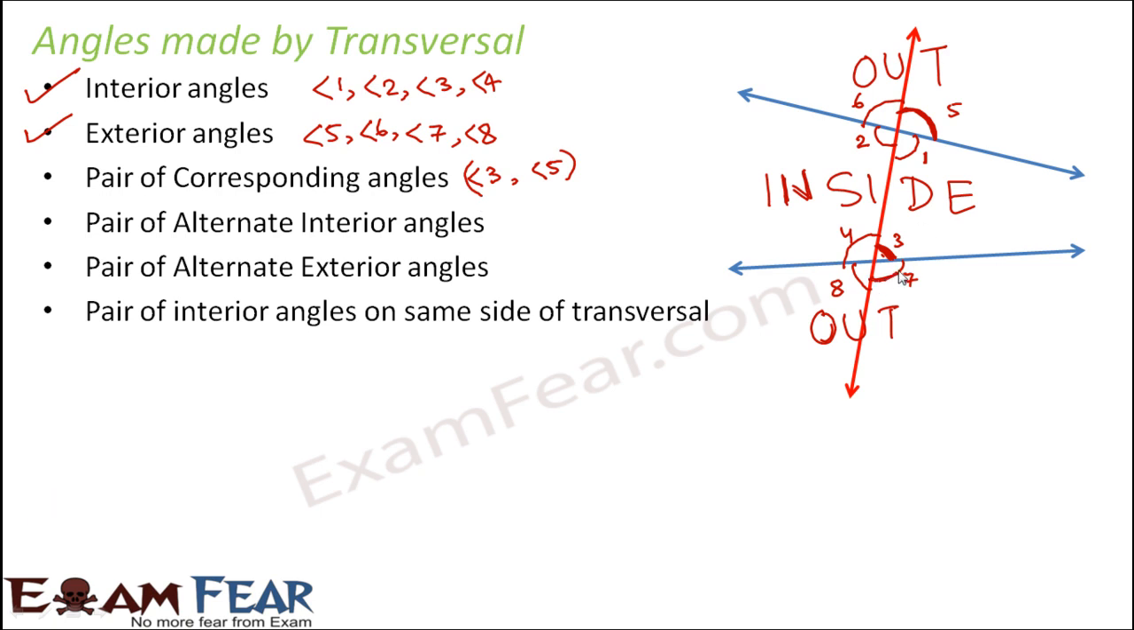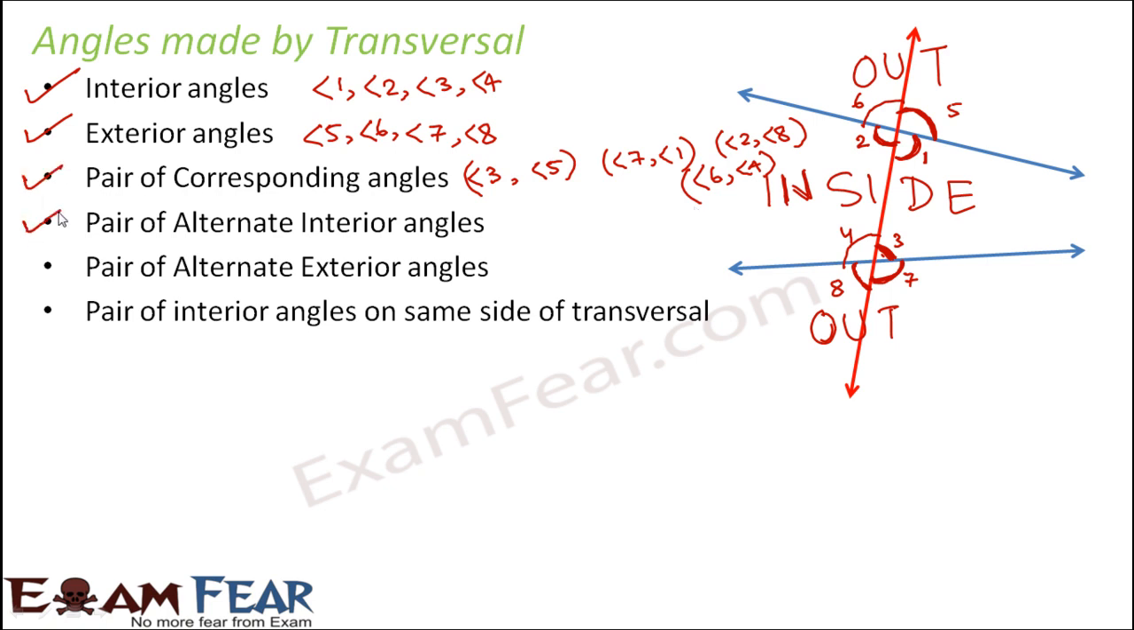Similarly, can you tell me which would be the corresponding angle for angle 7? Yes, angle 1. So angle 7 and angle 1 also form a pair of corresponding angles. For angle 2, it would be angle 8. So angle 2 and angle 8 also form a pair of corresponding angles, and finally angle 6 and angle 4 also form one set of corresponding angles. These are called corresponding angles because they are located at corresponding positions relative to the two lines.